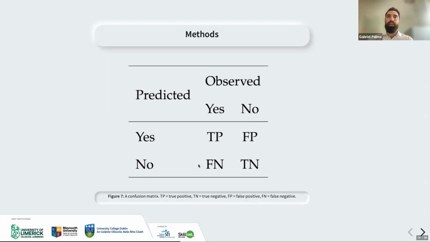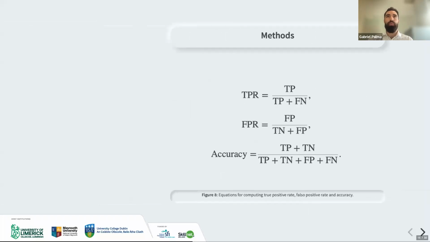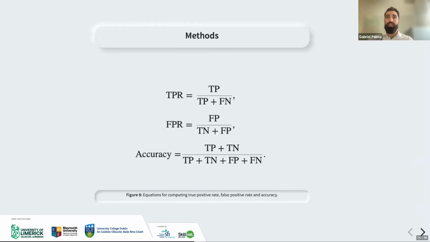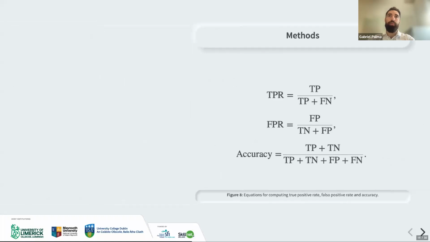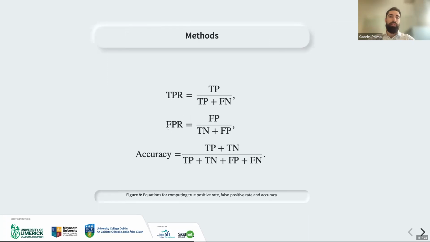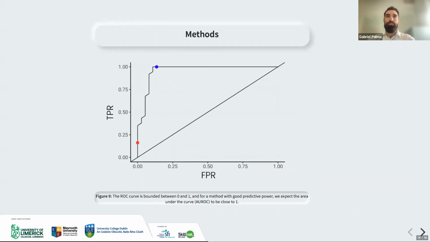Using this confusion matrix, we can compute the following statistics. The first one is the true positive rate. That is basically the first column of the matrix that I showed you. So we're going to look at this column here. This is the true positives divided by the true positives plus the false negatives. And the false positive rate focuses on the second column of the confusion matrix. Also, we can have the accuracy. That's what I'm going to show you in the end, the result, the accuracy of the method. That's basically true positives plus true negatives, the diagonal of the confusion matrix, divided by the sum of all frequencies in the confusion matrix. Also, we can have the ROC curve.